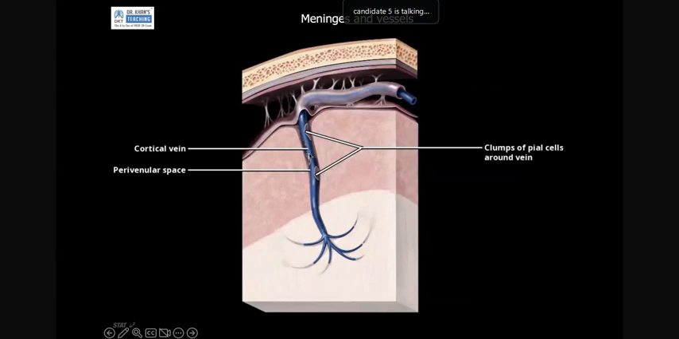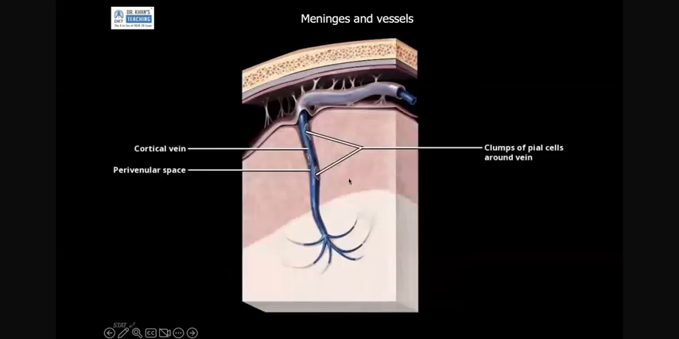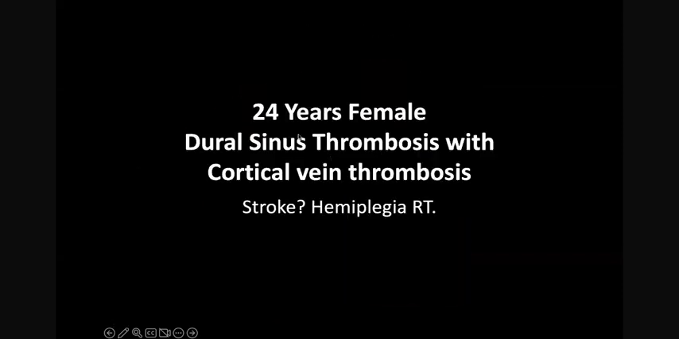This is how a vein goes into the cortex, and this is how the artery goes, and this is the connection. I have also already told you that when there is venous thrombosis, then this arterial blood cannot go in, and the endothelial lining of the vein will be damaged. Most commonly there will be hemorrhage, but there will be cases in which there will be no hemorrhage, and then the cortex is involved. So this is a case of dural sinus thrombosis with cortical vein thrombosis.